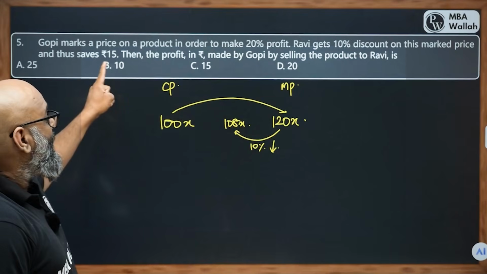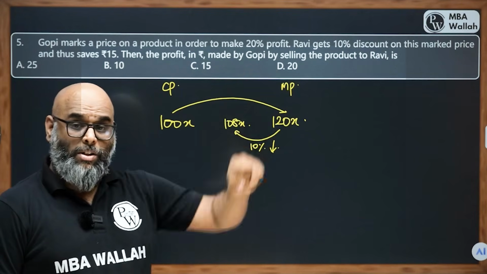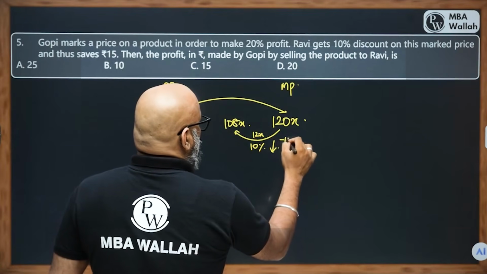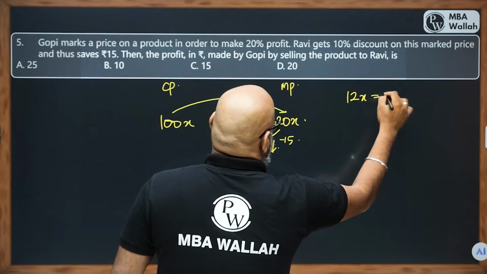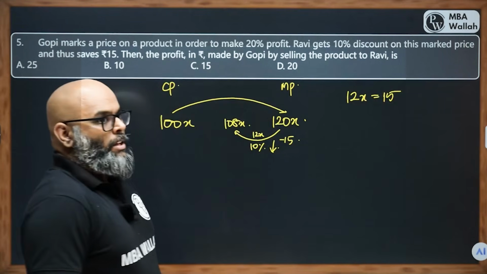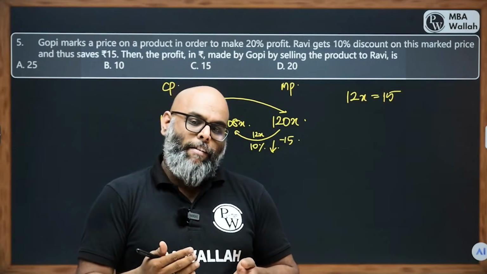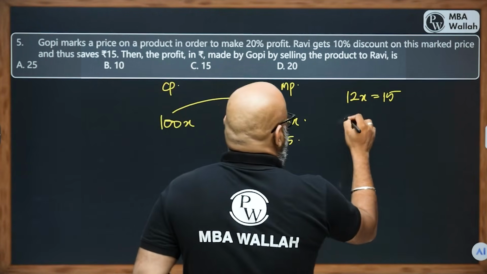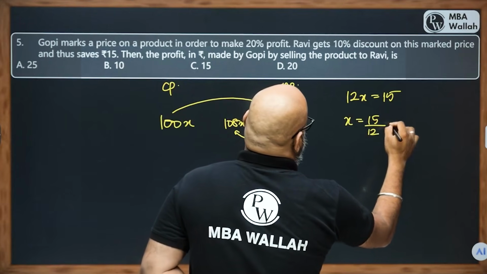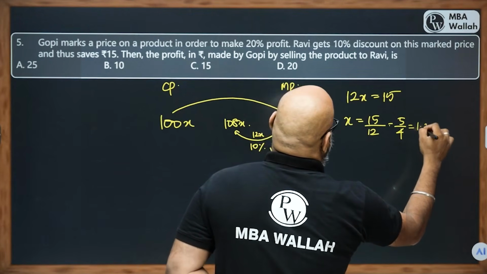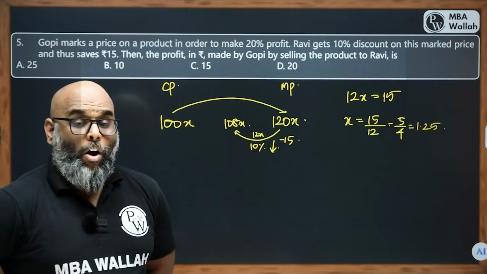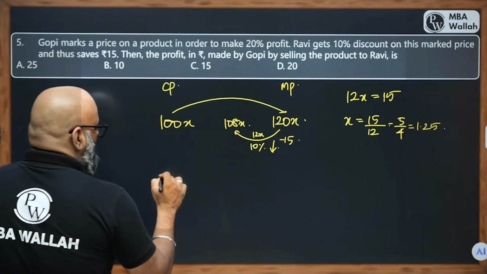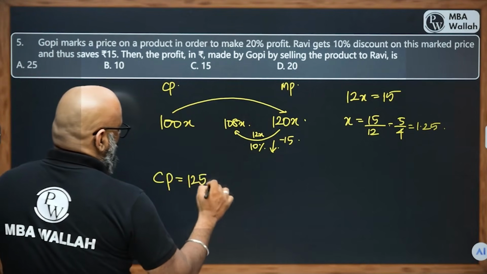It is also mentioned that Ravi saves rupees 15 by getting this discount. Or I can tell you that 12x is the discount he got. He saved rupees 15, so 12x is 15 rupees, or x is equal to 15 by 12, 5 by 4, which is 1.25. So my cost price is 100x and x is 1.25. So actual cost price will be 125.